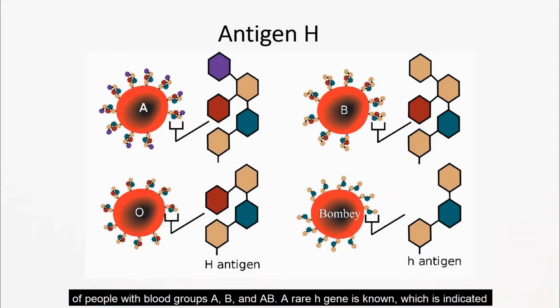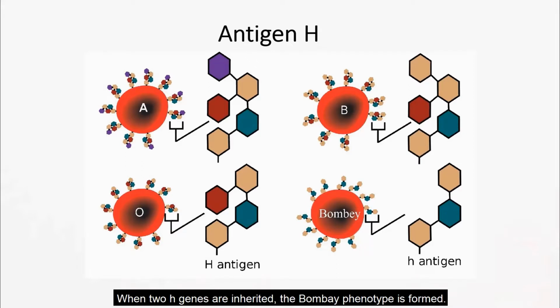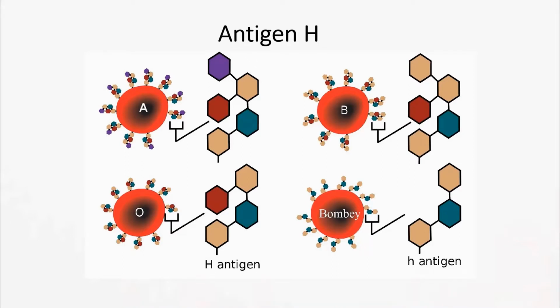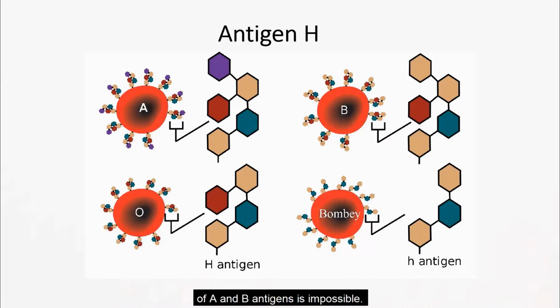A rare h gene is known, which is indicated by a small letter. When two h genes are inherited, the Bombay phenotype is formed. People with the Bombay phenotype do not have the H antigen, which is indicated by a capital letter, and therefore, in the presence of normal A and B genes, the production of A and B antigens is impossible.